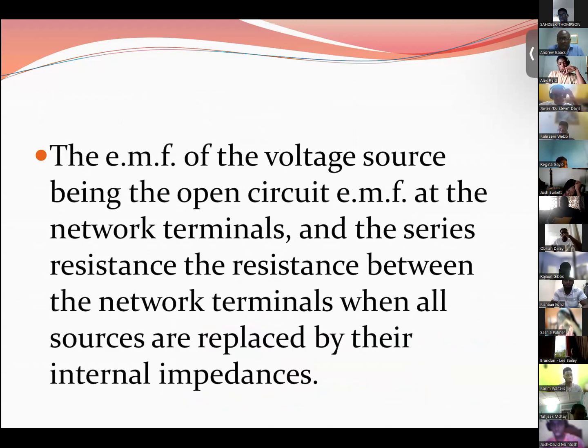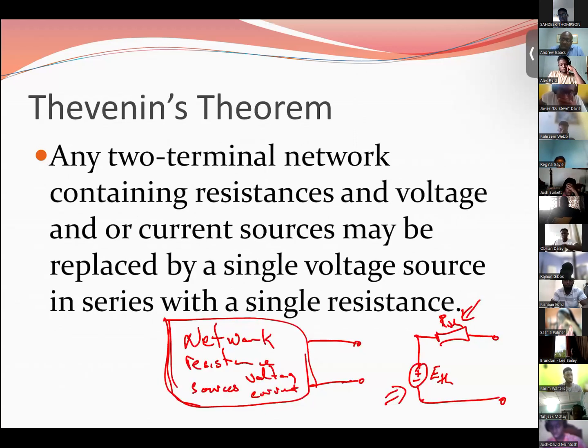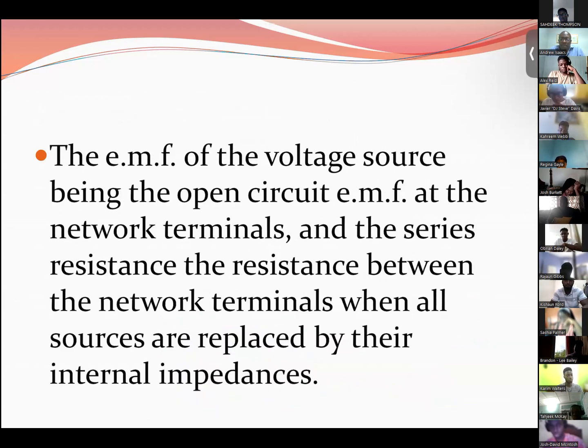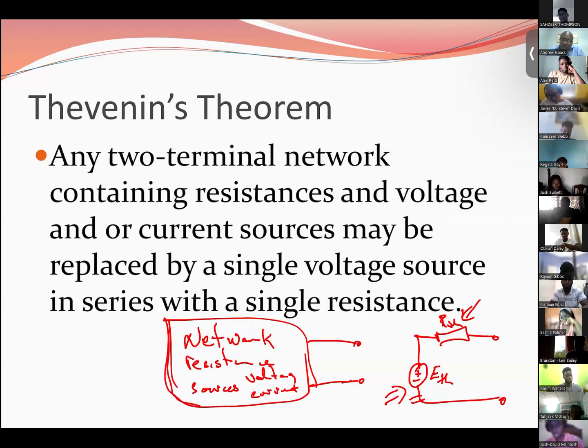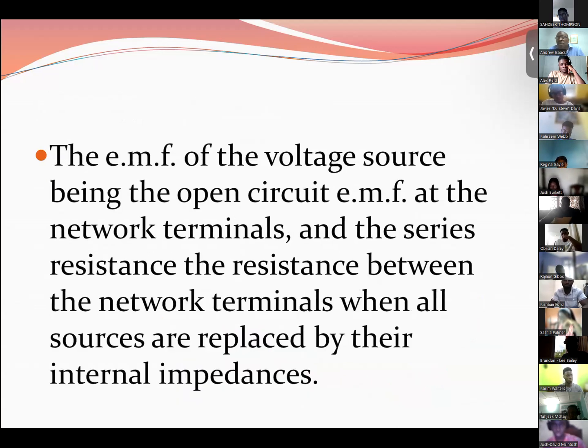And the EMF of this voltage source is the open circuit EMF at the network terminal. So at these terminals, I call them AB, Thevenin is saying if I can find the voltage at those open circuit terminals, then I'll be able to find the EMF of the source. And then he goes further to say that the resistance would be the resistance looking into those terminals.